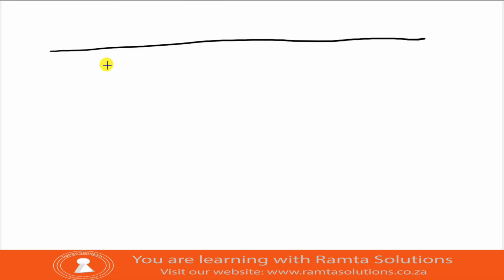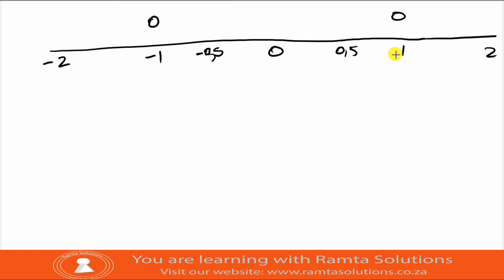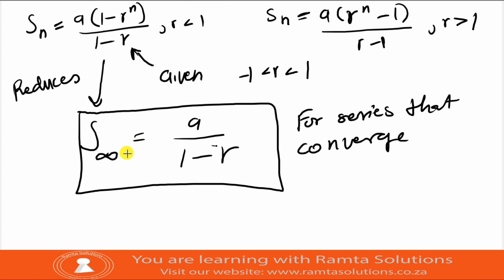I know what I'm about to explain will help you a great deal. -2, -1, 0, 1. This is your r value. I also mean your -0,5, your positive 0,5, your negative 0,99 and so on. If your r value lies somewhere here, this is when you use this formula.